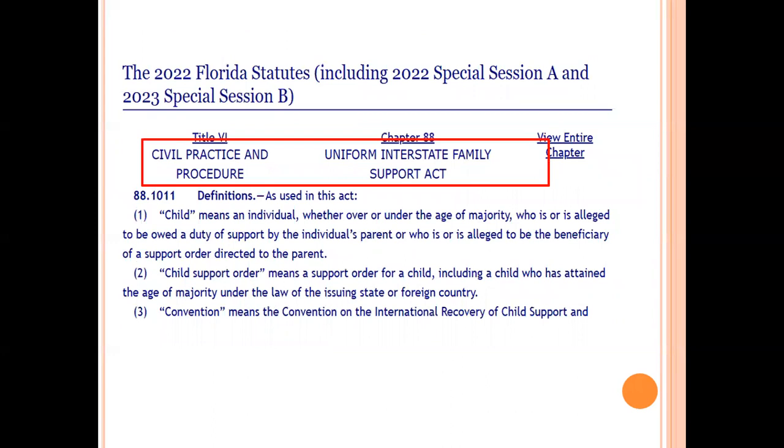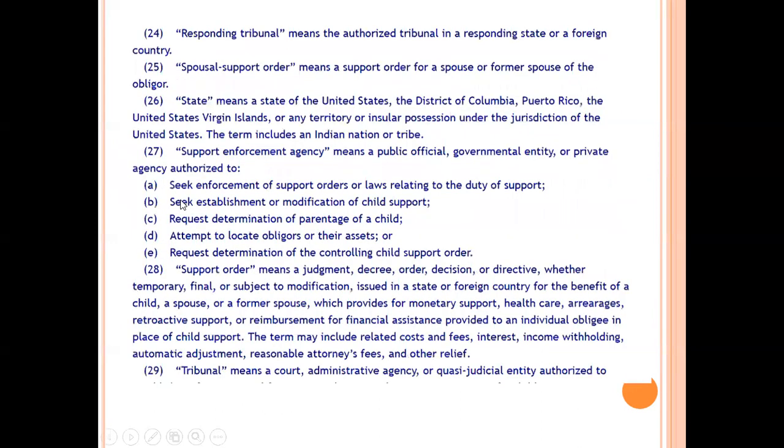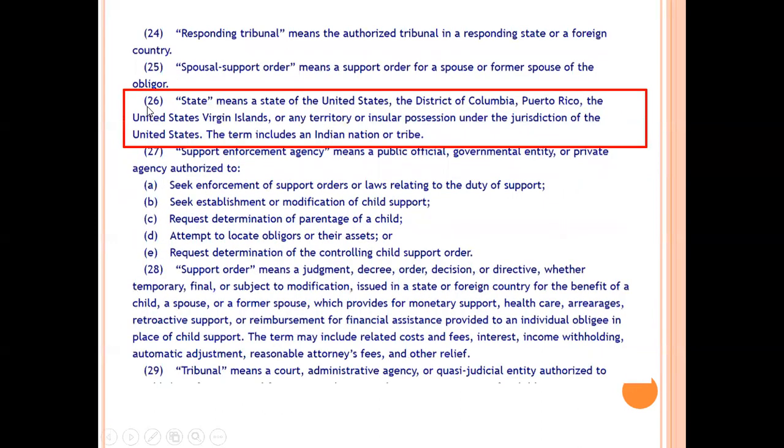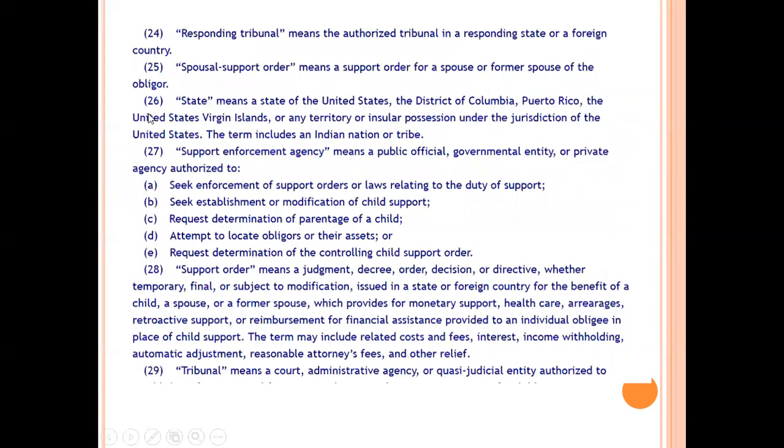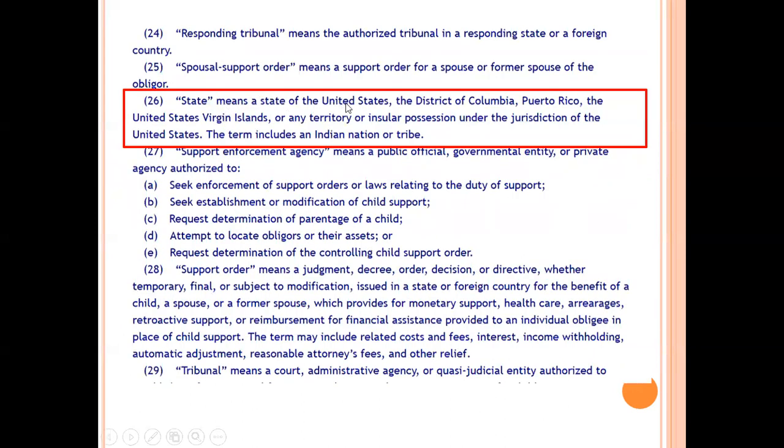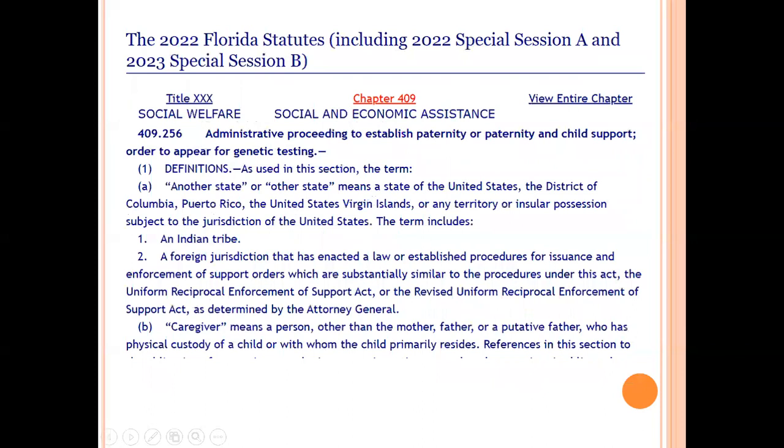Okay, we're here, 88.1011, Uniform Interstate Family Support Act. We will definitely be getting back to this one in the near future. All right, so we're here, 88.1011 again, like I said earlier. All right, 26, we're going to 26. State means a state of the United States, the District of Columbia, Puerto Rico, the United States Virgin Islands, or any territory or insular possession under the jurisdiction of the United States. The term includes an Indian nation or tribe. Okay, let's continue. I don't see Florida in there.